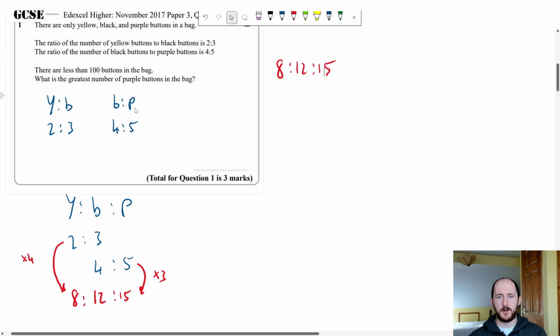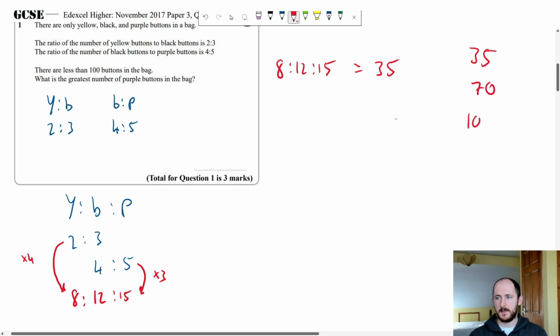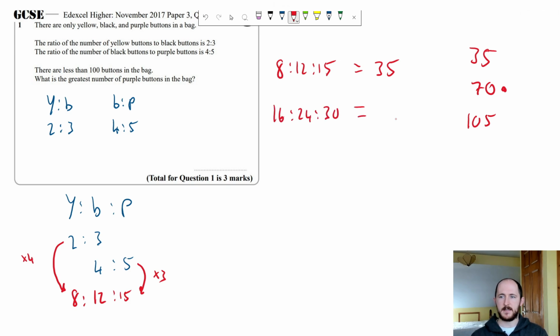Now there's less than 100 in the bag. Well, if I quickly add up these parts, 8 plus 12 is 20, plus 15 is 35. Okay, so we're just going to work out how many times 35 fits into 100, which is actually quite easy. It only fits in twice. So all we're going to do is double all of these numbers. And again, if you add these up, 16 plus 24 is 40, plus 30 is 70.